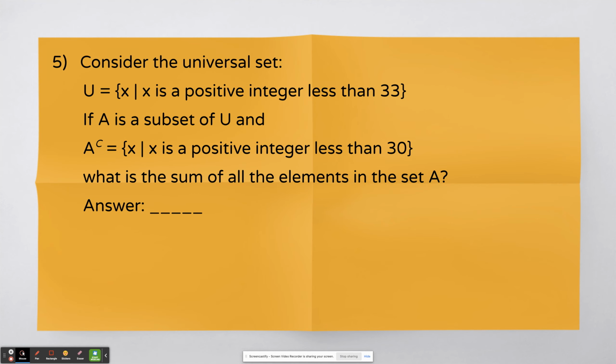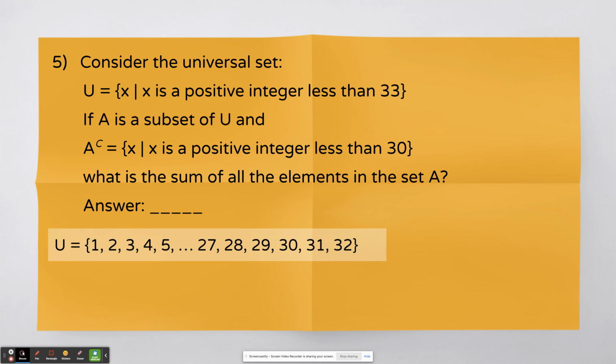Consider the universal set U equals x such that x is a positive integer less than 33. So think about all of the positive integers less than 33. So that would be 1, 2, 3, 4, etc., right? Going all the way up to 32. Now it says A is a subset of U. But instead of telling us about set A, they're telling us about the complement of A. The complement of A is quite a large set, isn't it?